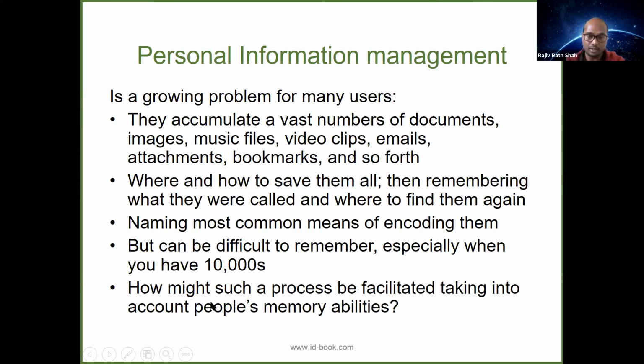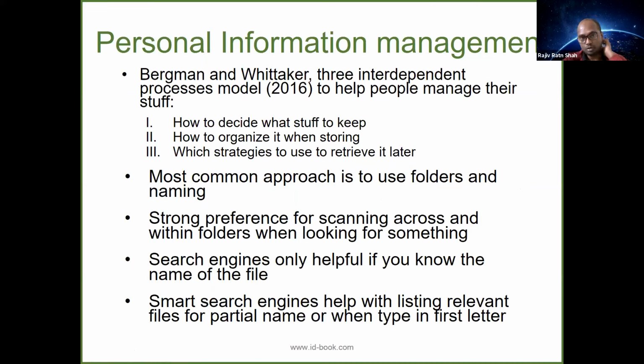So how might such a process be facilitated, taking into account people's memory ability by giving just that many options which human memory can process? For example, in this case, you can see, how to decide what stuff to keep. Many times you have a huge amount of information, right? As we have mentioned, you need to encode the information in order to retrieve it. When you do the encoding, you don't keep all the information. You just encode some relevant information, right? So that is deciding what stuff to keep.